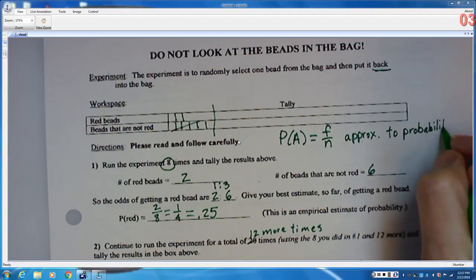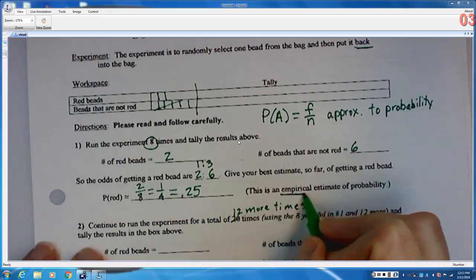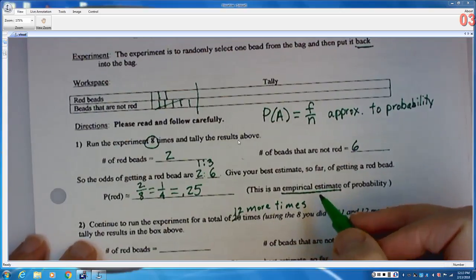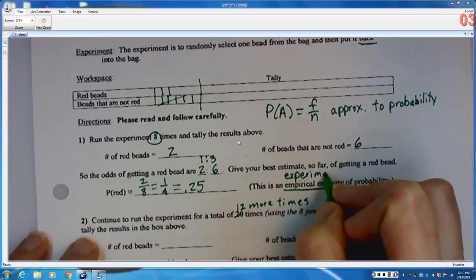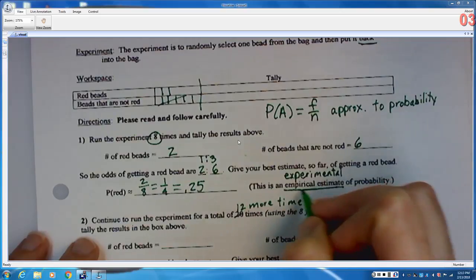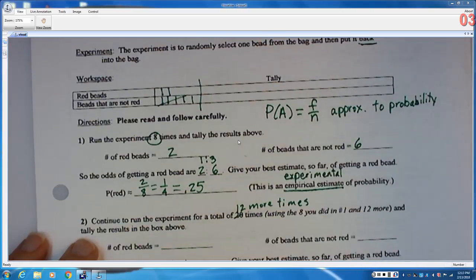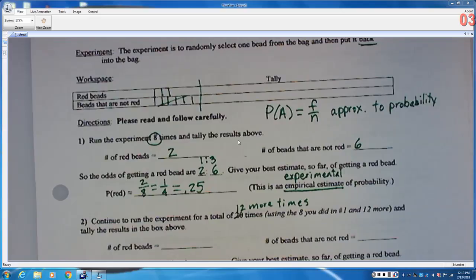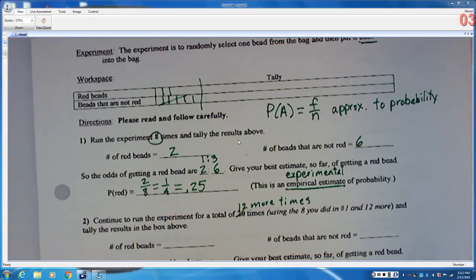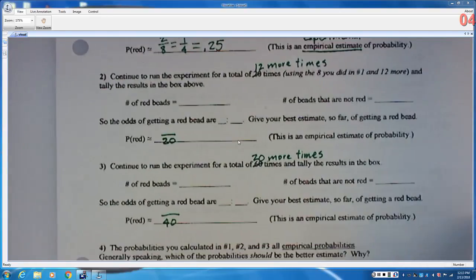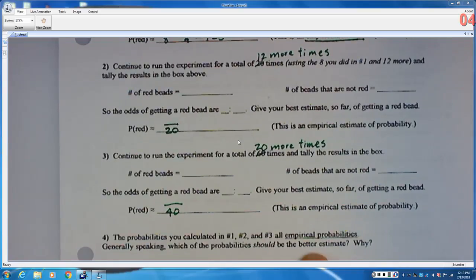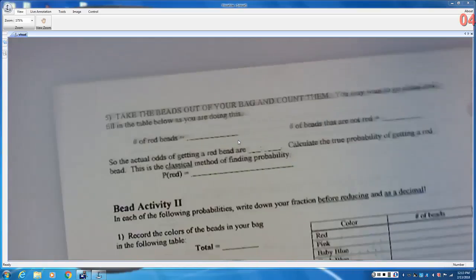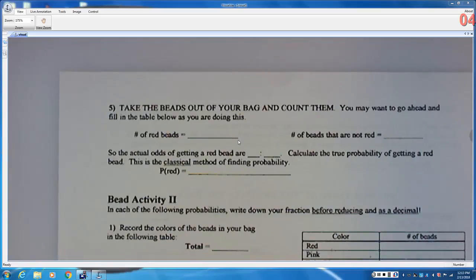It's also called empirical estimate, experimental or empirical. This is what you're doing. You're using frequency over n. You're doing an experiment, and then on the second page, you'll talk about which should be the best estimate. They're all estimates.